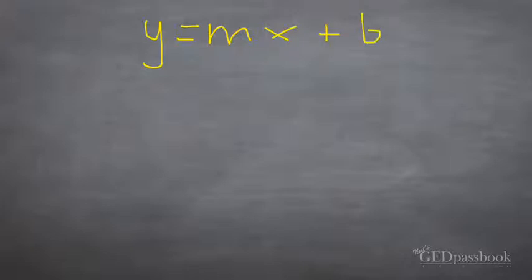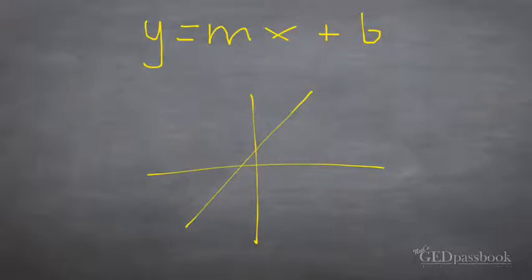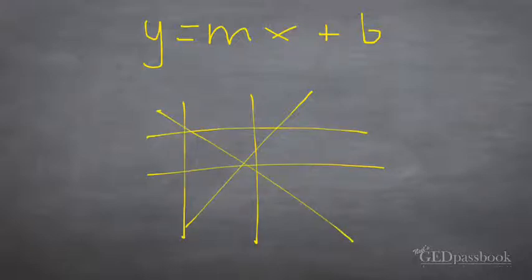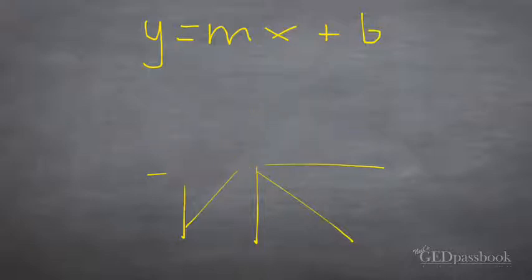This, my friends, you are wondering what it is? It is the equation to every single line. So if you're given a line like this, that line right there could be written like this, in that format. A line like this, a line like that, a line like this. It could all be written as y equals mx plus b. Got it?